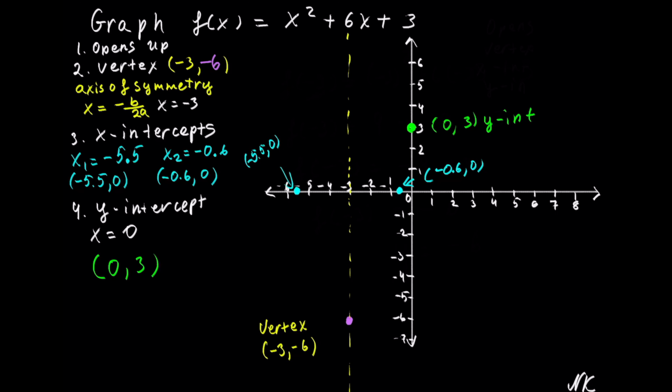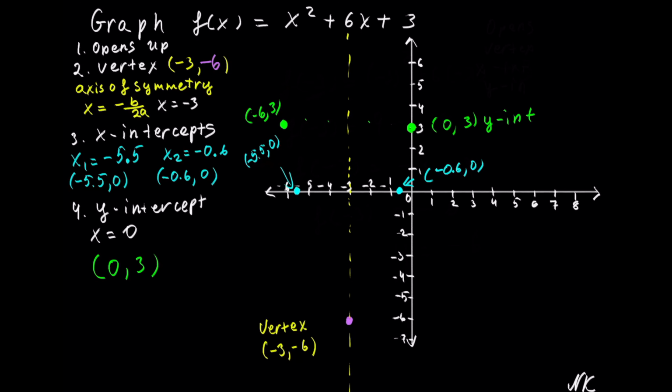Now this point is 3 units away from the axis of symmetry, so I know that 3 units in the other direction we have a mirror point for the y-intercept, because the graph is symmetric across the axis of symmetry, and this point is at negative 6, 3.